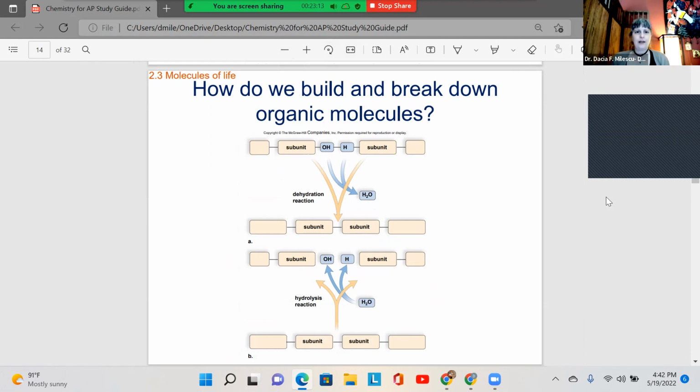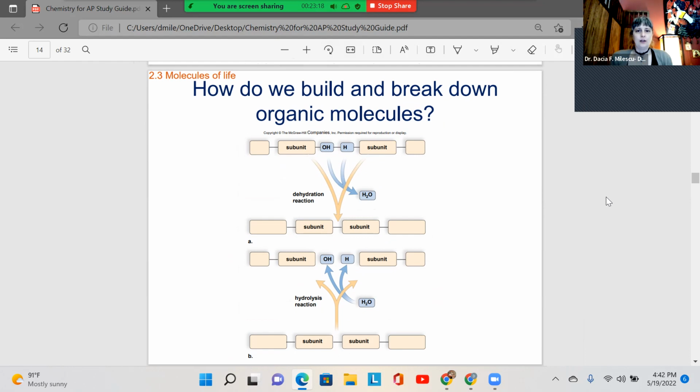All right, so here we have two subunits that are put together because of a hydrogen and a hydroxyl end, right? So dehydration is we're actually getting rid of water. So we're getting rid of this hydrogen and this hydroxyl, and we're making water. So it's dehydration, we're making water, but in making that water as a byproduct, the actual product itself is the two subunits coming together, okay?